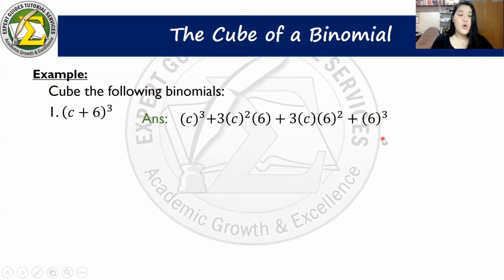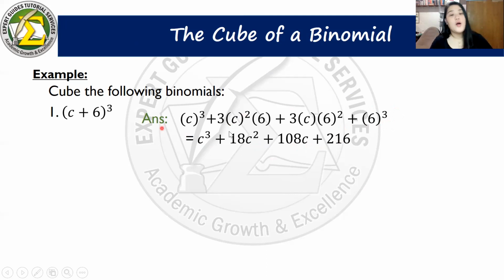So let's simplify. We get c cubed plus 3 times 6 is 18. So we have 18c squared. And then 6 squared is 36. Multiplied by 3, we have 108c. Plus the cube of 6 is equal to 216. So this is our final answer.